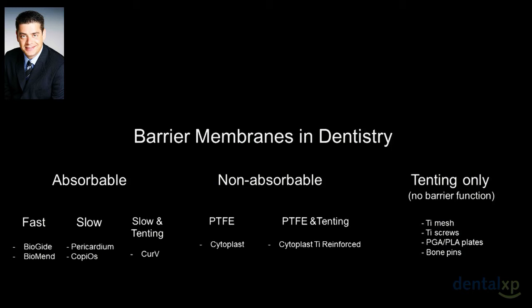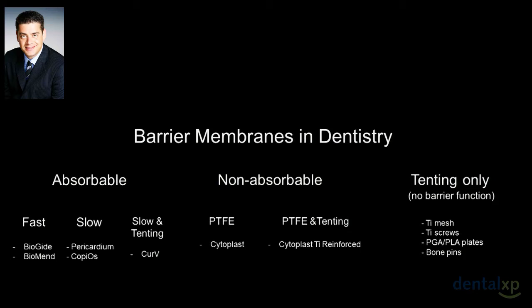A lot of these membranes have been adopted and are now being used for implant dentistry, but they don't have the property of lasting long enough for that bone to mature. So slow resorbing membranes are more indicated for GBR. We also have absorbable membranes that have some tenting capacity, and the only one available in the market nowadays is Curve. And we also have the non-absorbable membranes that can either be titanium reinforced or not.